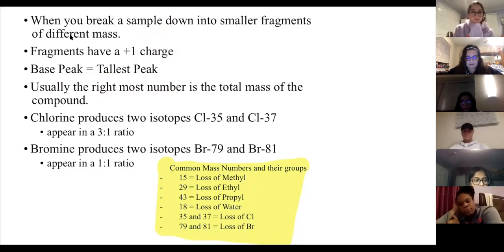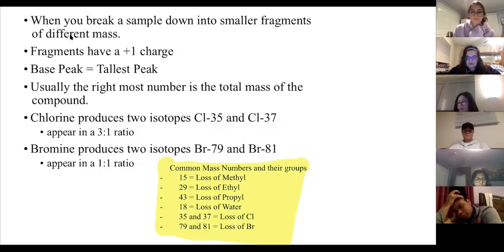Both are totally valid. Chlorine and bromine are two special cases. Chlorine has two isotopes, 35 and 37. On a mass spec, these are in a 3-to-1 ratio. And then bromine is 79 and 81, and those are a 1-to-1 ratio. And I do have one example of chlorine and one example of bromine, so you could see what those look like, okay?